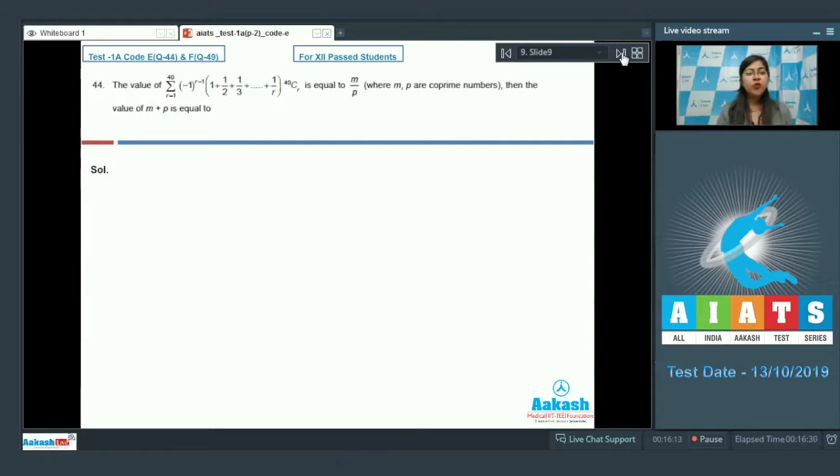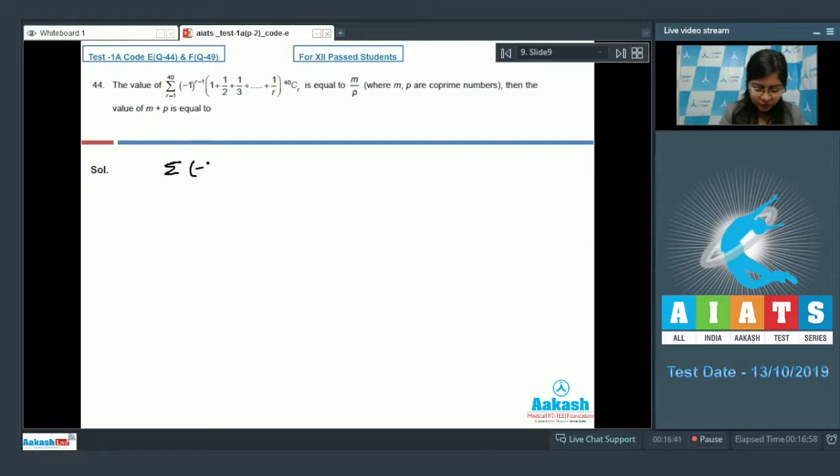Next is question number 44, which says that the value of summation r going from 1 to 40, minus 1 raised to the power r minus 1 into (1 plus 1 by 2 plus 1 by 3 and so on up to 1 by r) into 40Cr is equal to m by p. So we have to find m plus p. A little tedious question, so let's solve it. Let us write it in general form. Let us take 40 equal to n.